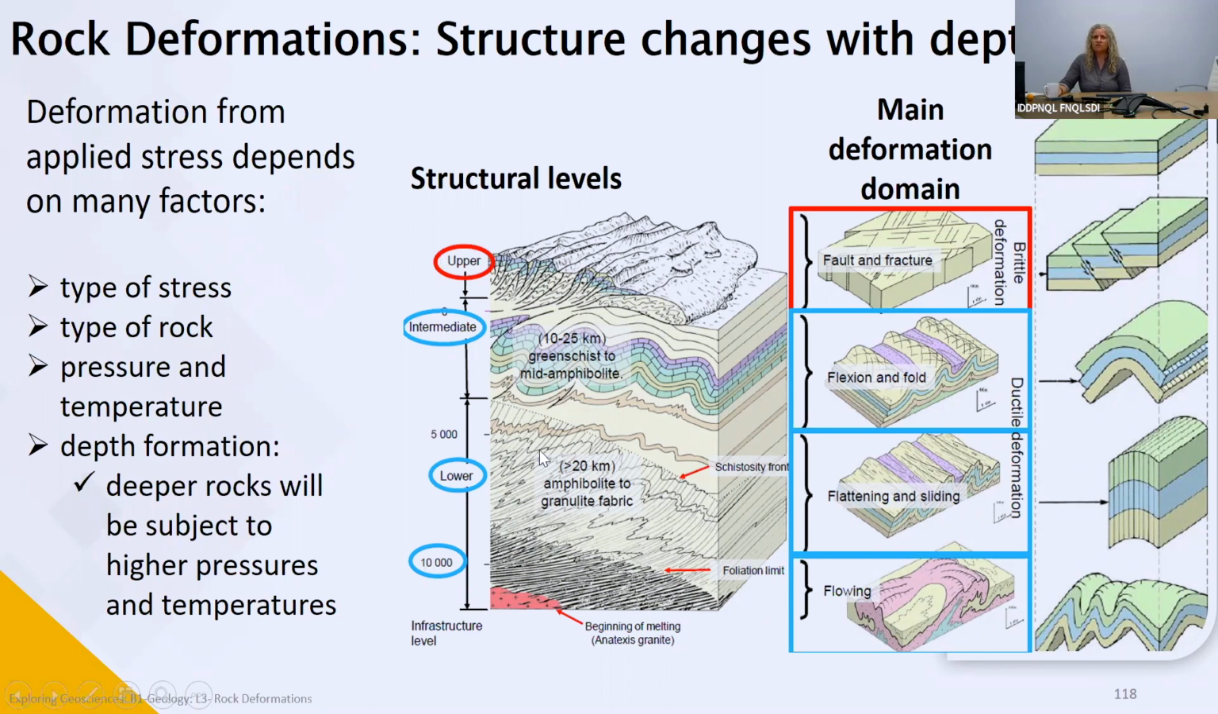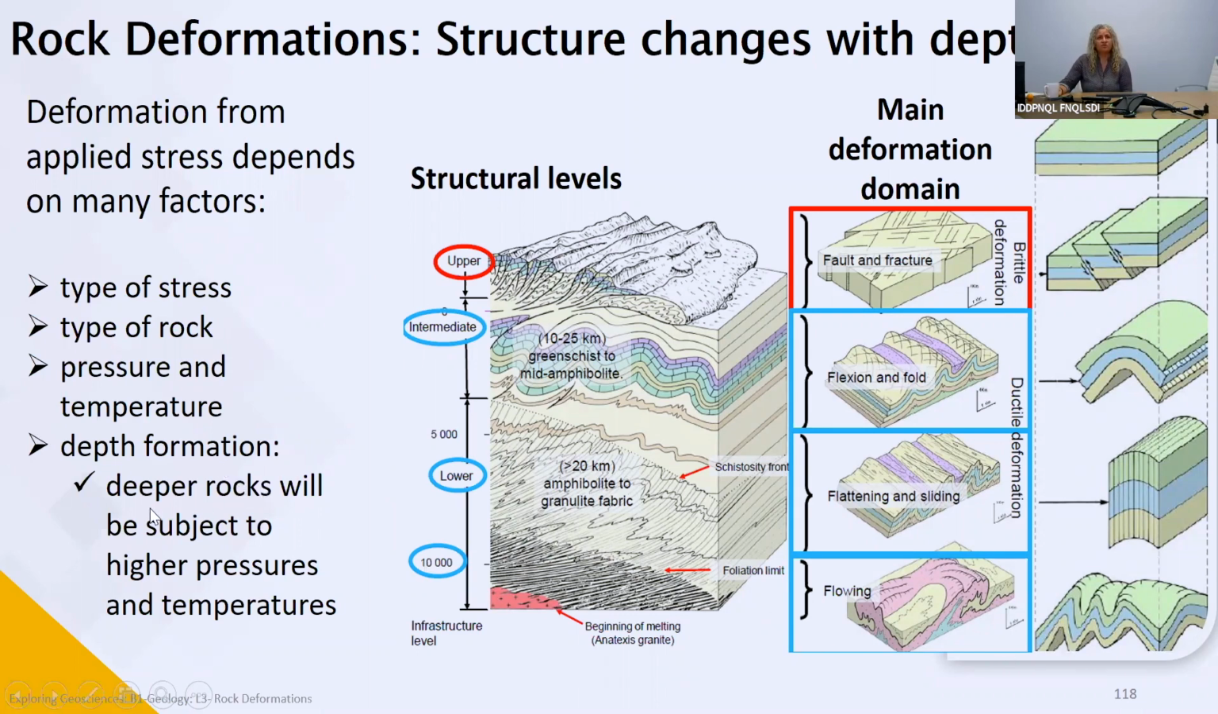Once we go into the intermediate depths between 10 and 25 kilometers, the deflection of the units starts to be seen, as seen here as an anticline. Faults and folds will develop. Once you go into the lower portions, greater than 20 kilometers, we have flattening and sliding of these units on top of each other. And then at major depths, you would see the flowing texture that would form within the rocks. So all the elements within each rock strata will be flowing or stretched out to follow these bendings of the rock.